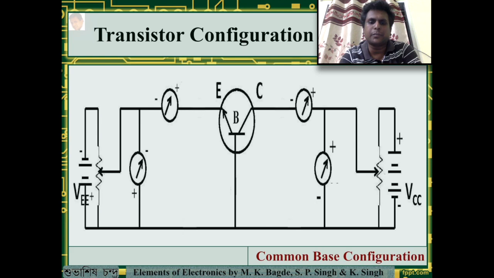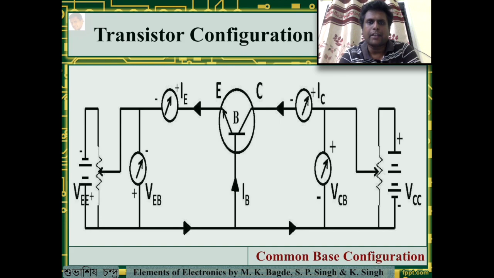The instantaneous input voltage is measured as VEB. The instantaneous output voltage is measured as VCB. The input current is the emitter current IE and the output current is the collector current IC. The direction of both the currents are shown in the figure. The base current IB is also shown.